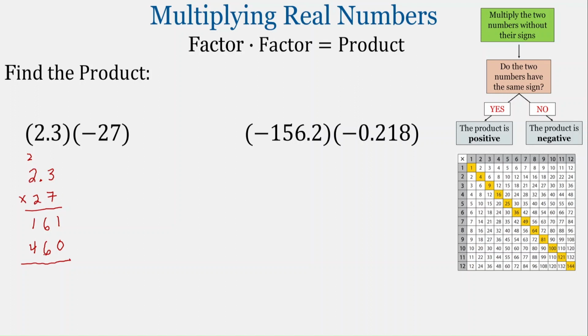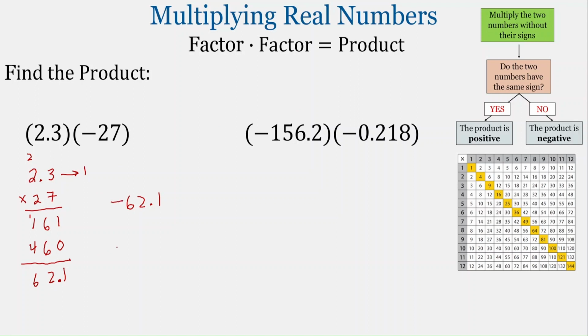Now we're going to add these up. We'll get 1, 12. Carry that 1. That becomes 6. So we have 621. And we only have the 1 decimal space. So that's going to be 62.1. So we have 62.1. Our signs were different, so this will be negative.